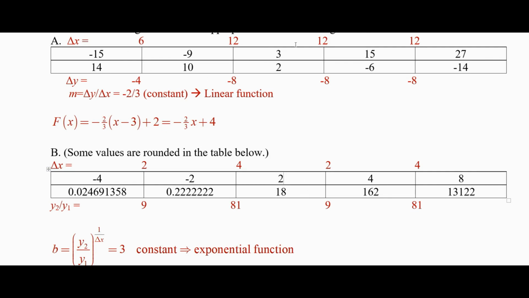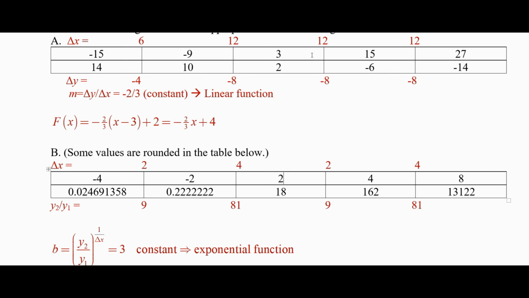Okay, so here we're given the table, the black numbers here. X is on the top, Y is on the bottom. And notice that delta X is 6, 12, 12, and 12. But if we do delta Y over delta X every time, we can figure the delta Y here. It's -4, it's -8, all these. So -8 divided by 12 or -4 divided by 6 reduces to -2/3. That's a constant slope between successive points in every pair. So that means this is a linear function, and that's the slope.